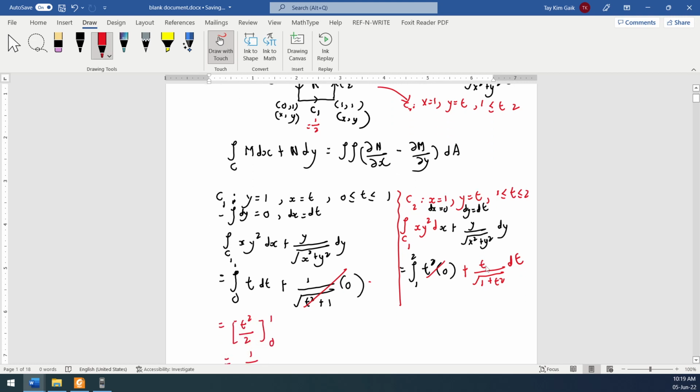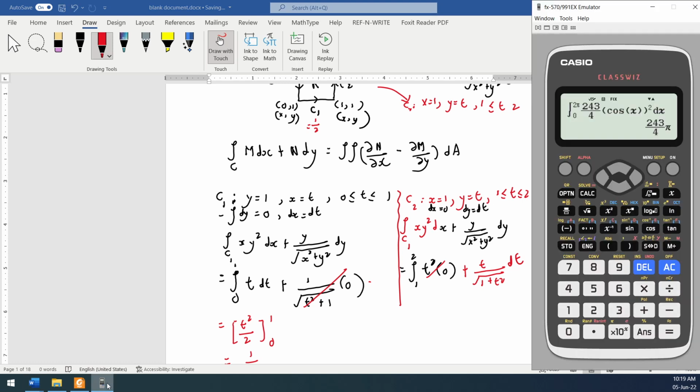Okay, so this one, if you integrate manually, you have to use the substitution technique. Or quickly, you can use your scientific calculator. If not, you have to use substitution: substitute u equal to 1 plus t squared. Because you have a time constraint, we directly use the calculator quickly.